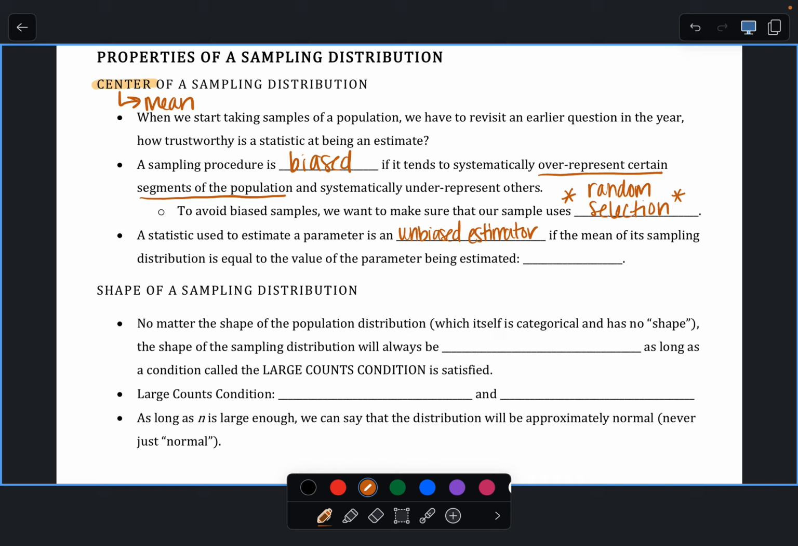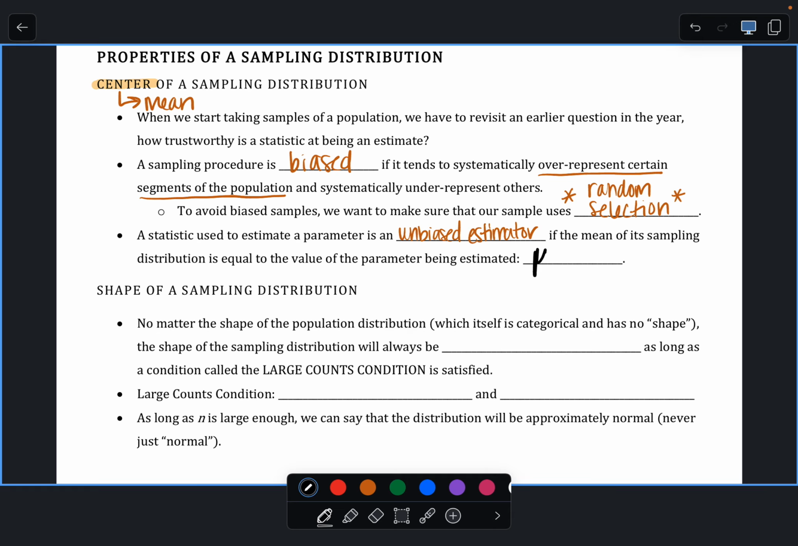if the mean of its sampling distribution is equal to the value of the parameter. Basically what this means is, if you have a number and it matches the center of your distribution, so say I have 0.5 for a coin and the center of my histogram is 0.5, that is unbiased because it matches directly with the population. And so if you have random selection, you are then able to go on and use the formula to find a mean.